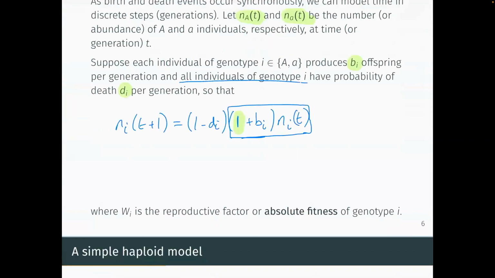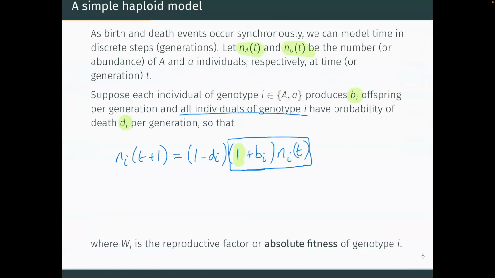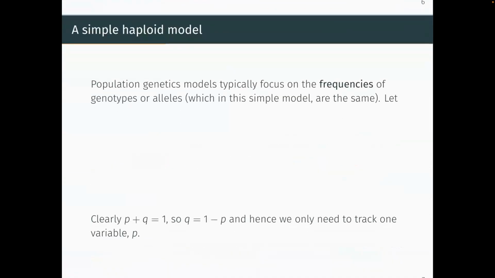Oh, in fact, I missed a slight line out here. Let me just take a step back just a moment. I'm going to define this here. The bit I'm going to highlight in red, I'm going to define as W_i. So this whole factor out the front, I'm just going to define as W_i. And this is my absolute fitness or reproductive output. Okay, so we'll be talking a lot about fitnesses. This is going to be my absolute fitness of this genotype.